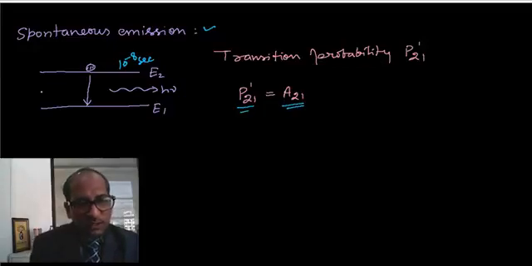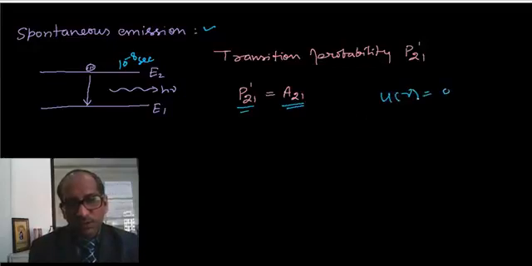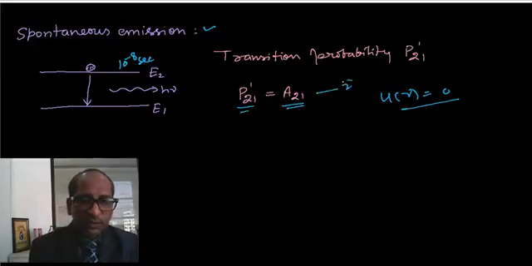Again, there is no external source; U nu is 0, you can say. So the transition does not depend on the external source. It depends only on the Einstein coefficient, that is A21. The name of it is the Einstein coefficient of spontaneous emission. So this is the transition probability and Einstein coefficient.